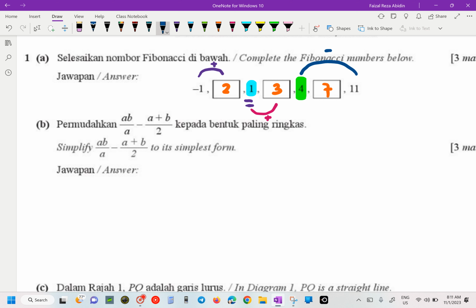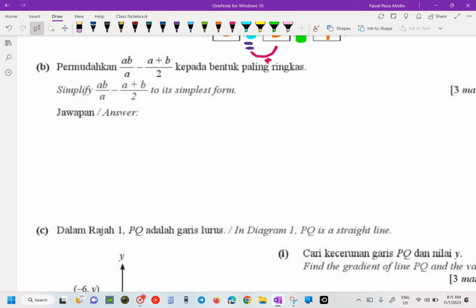Okay, next, B. Simplify AB over A minus A plus B over 2. Okay, instead over here, what? Simplest form. What does it mean by simplest form?